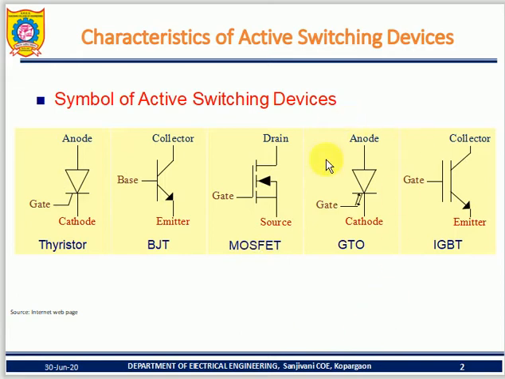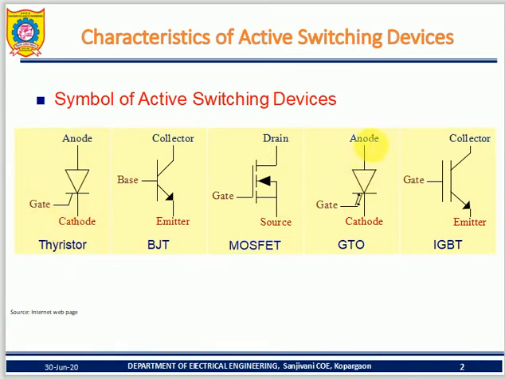Then the next device we will see is the GTO. What is the GTO? Gate turn off thyristor. It comes under the thyristor family. The SCR, silicon controlled rectifier, is another name for the thyristor. It has three terminals: anode, cathode, gate.